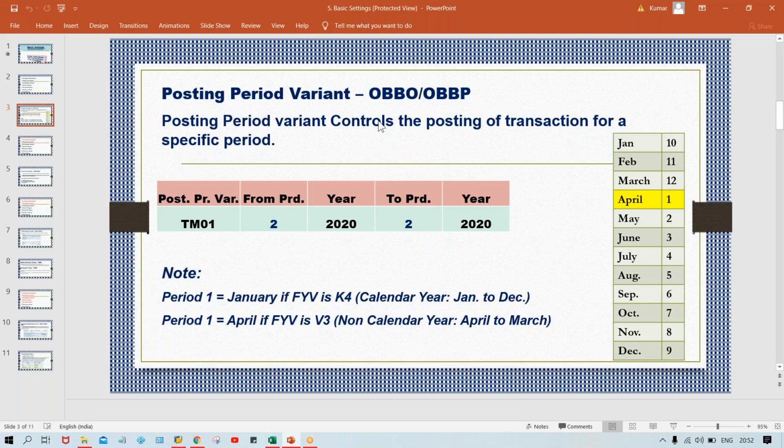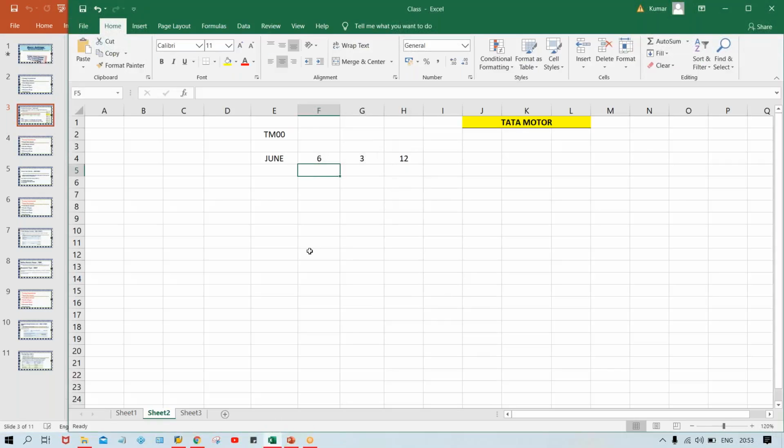So posting period variant, generally it is a kind of control. We are going to control certain things. Which things are going to be controlled, guys? Now I'll tell you how the controls are going to happen. It's very simple. Say for example, from 2020 onwards, Tata Motors is going to use SAP.